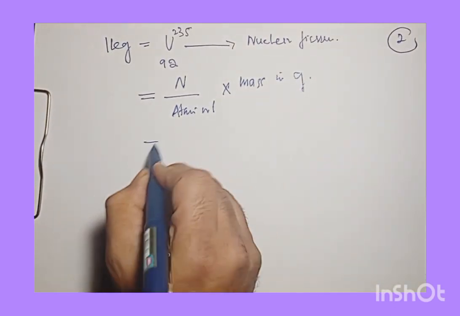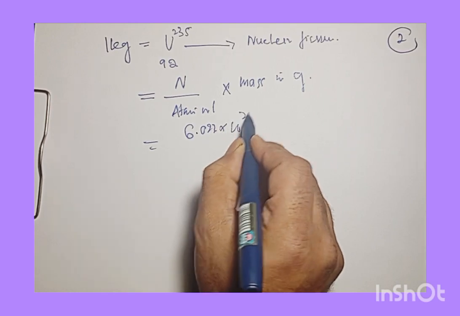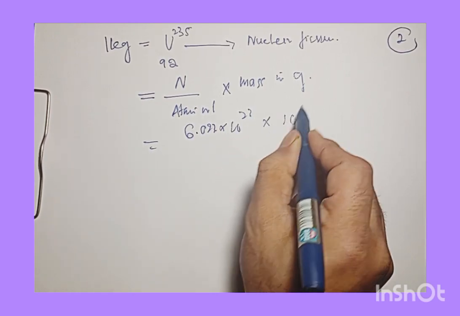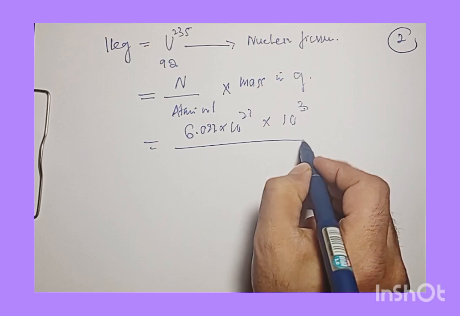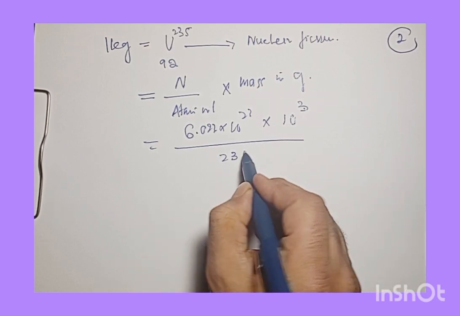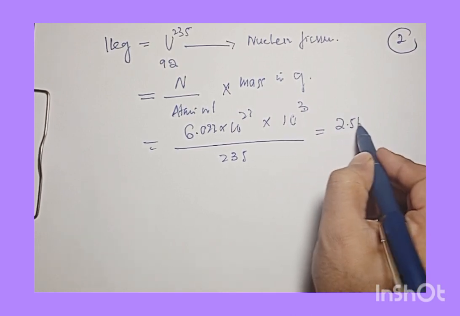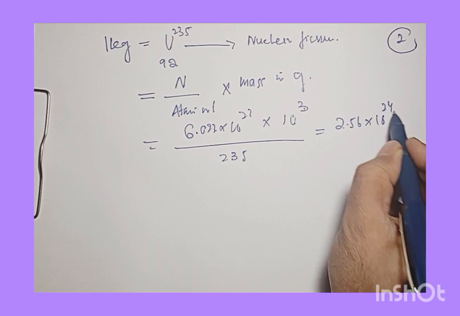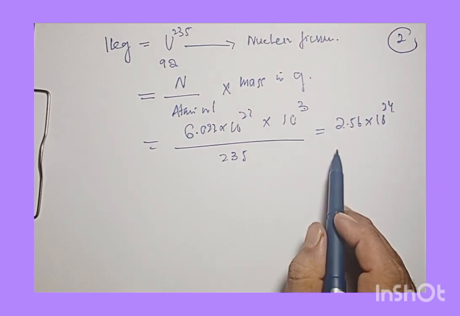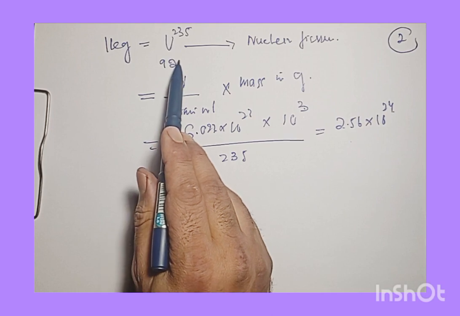So when we do that, for Avogadro's number 6.023 into 10 to the power of 23, then this will be multiplied by 10 to the power of 3 grams, taking the atomic weight of uranium as 235. And this value comes out to be 2.56 times 10 to the power of 24. So we have this many atoms in 1 kilogram of uranium 235.